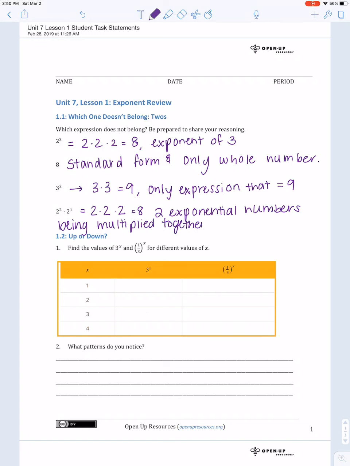If you came up with different reasons, that's awesome. These are just ones that I thought of. You are free to write down any of the other ones that you have come up with. But just make sure you have a reason for each and every one of them not to belong.